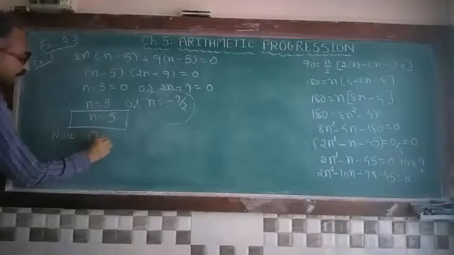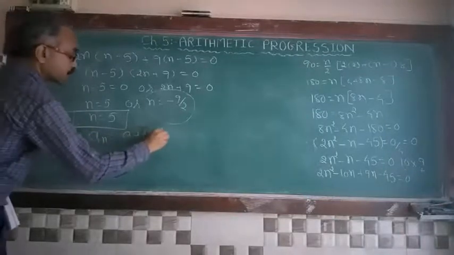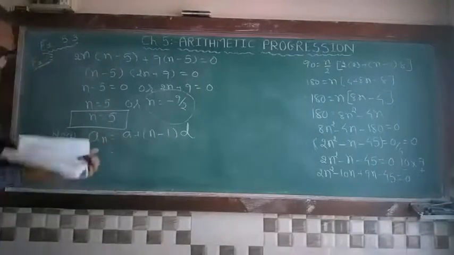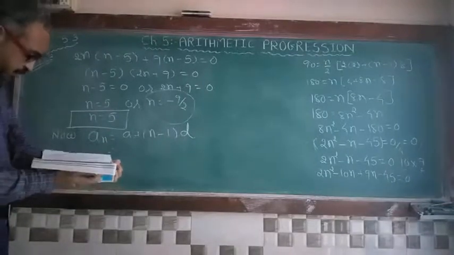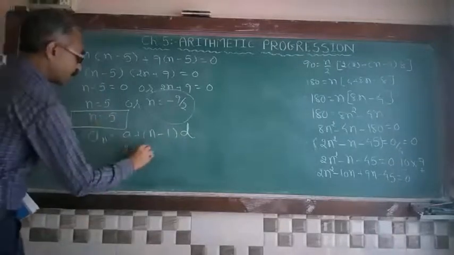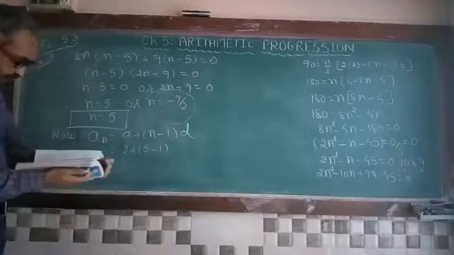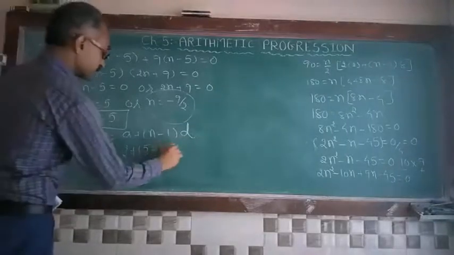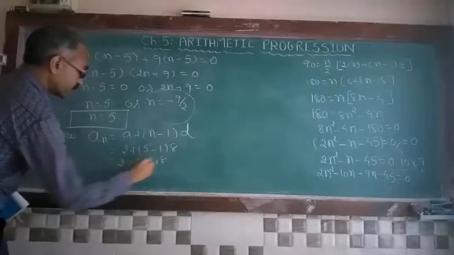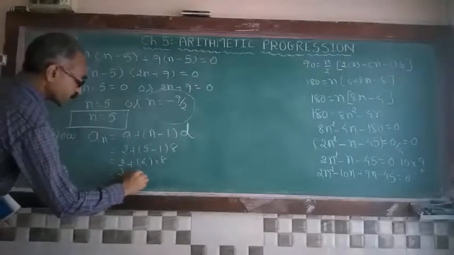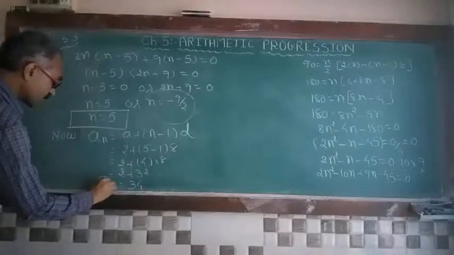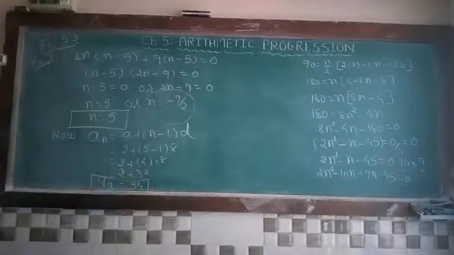Now the formula is an is equal to a plus n minus 1 into d. Now a, what is a? It is given to you, your a is 2, plus n is now 5 minus 1, and d is given to you, 8. That means 2 plus 4 into 8. So 2 plus 8 fours are 32. That means that is 34. That is your an, the last term.